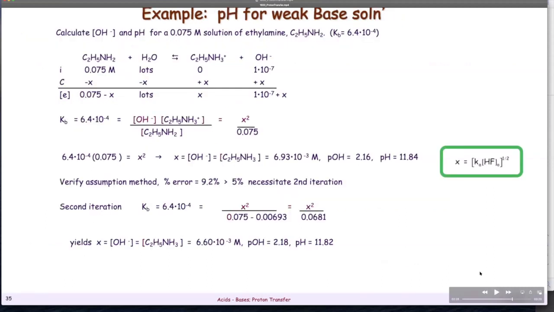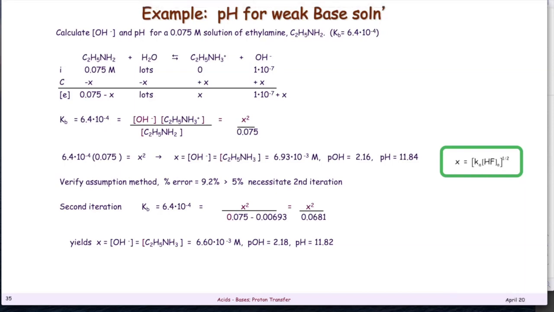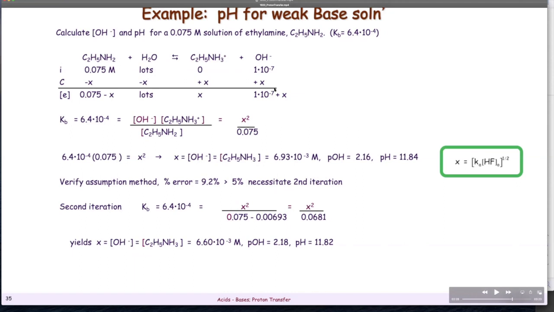So this is an example of a Kb process. And again, if you know how to solve a Ka, then you know how to solve a Kb. I'll just walk you through this real quickly. What you have is a base in the presence of water. The water now donates the hydrogen to the base. The base becomes a conjugate acid, and water, which was the acid in the forward direction, becomes hydroxide, which is the base in the reverse direction.